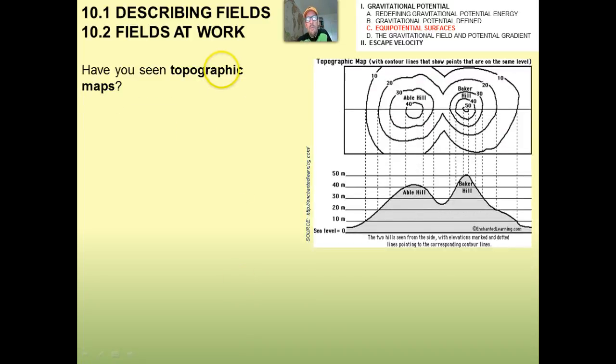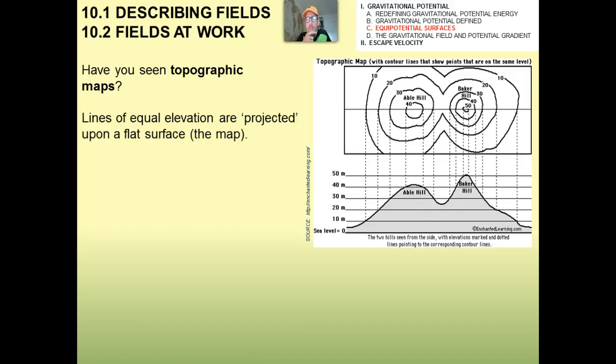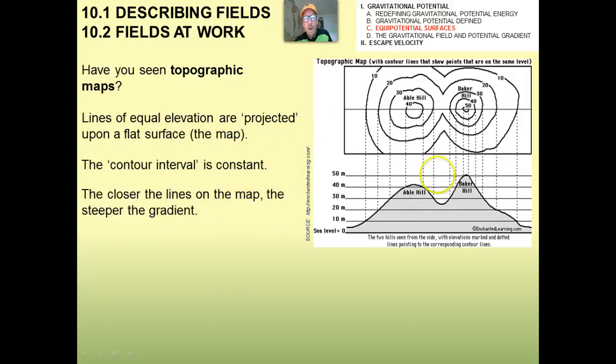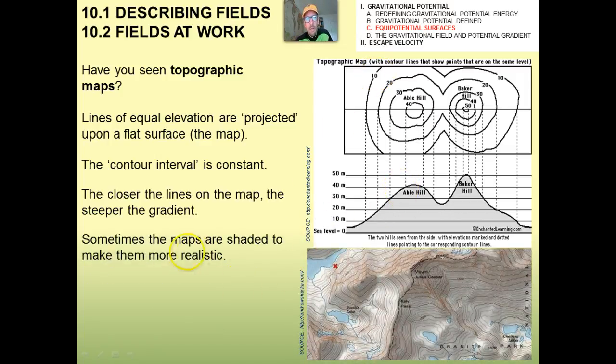All right, now we talked a little bit in class about topographic maps, okay? Equipotential surfaces are essentially topographic maps of gravitational potential. In the case of a topographic map, we are basically projecting a three-dimensional image on a two-dimensional surface, and we have lines called lines of equal elevation, which are projected upon a flat surface, which is the map. The contour interval, which is the vertical distance between the different elevations, can vary depending on the map. The closer the lines are together on a map, the steeper the gradient. And sometimes topographic maps are shaded to make them more realistic.